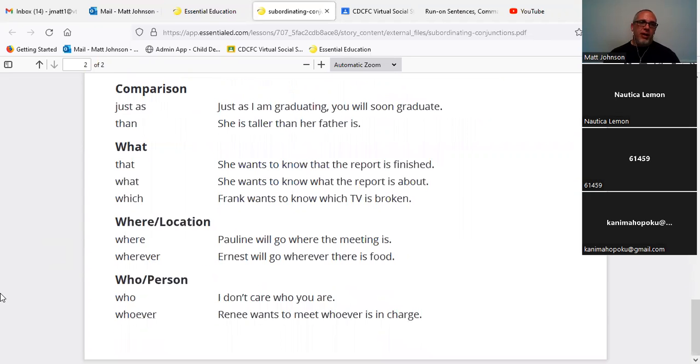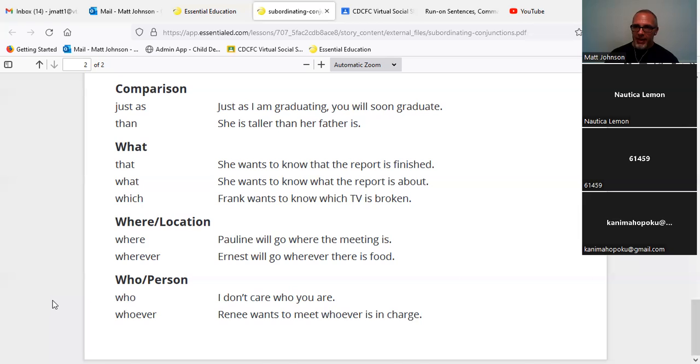Same thing, what, so that, what, or which. Frank wants to know which TV is broken. She wants to know what the report is about. She wants to know that the report is finished. Location, again, where, when, anytime you see those, it's going to be subordinate clauses. Pauline will go where the meeting is, and then who or whoever. So if you're addressing people, I don't care who you are, or Renee wants to meet whoever is in charge.